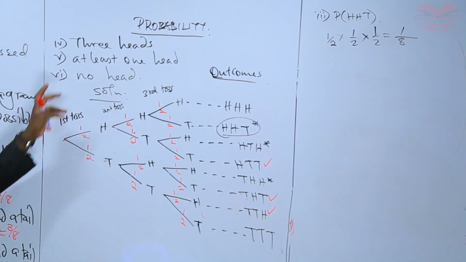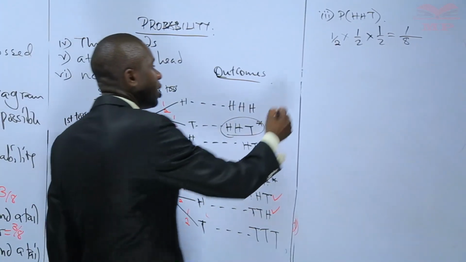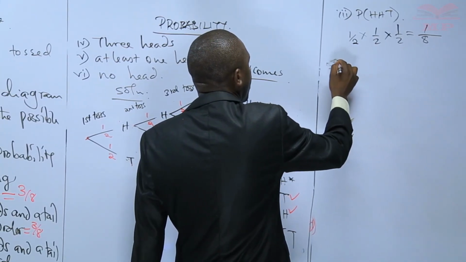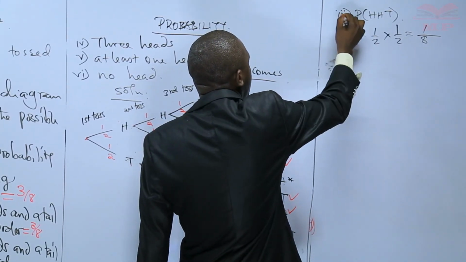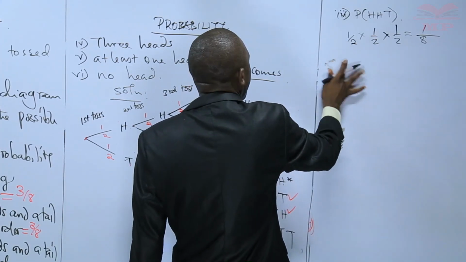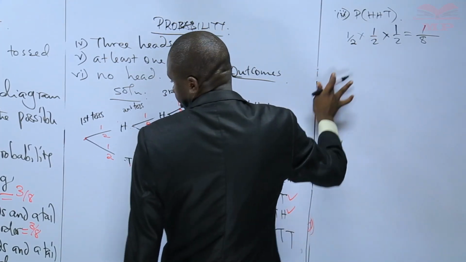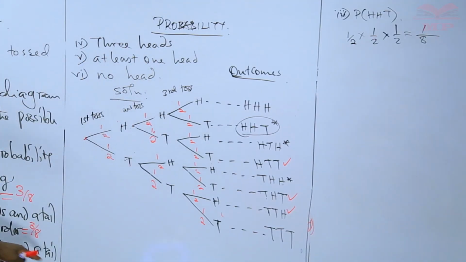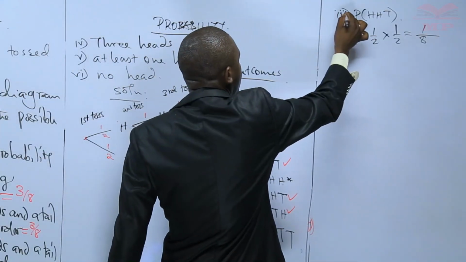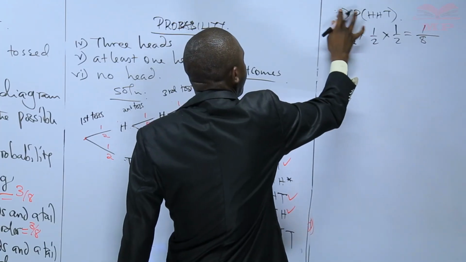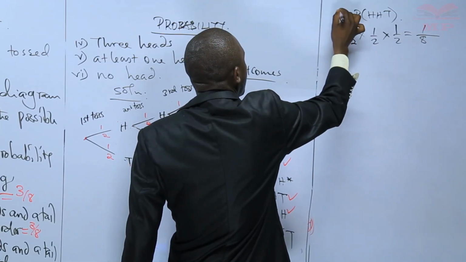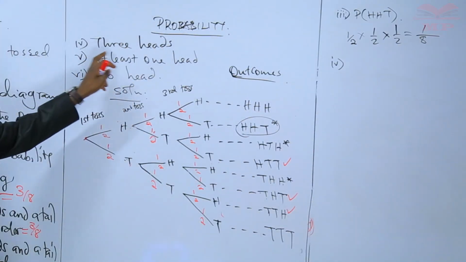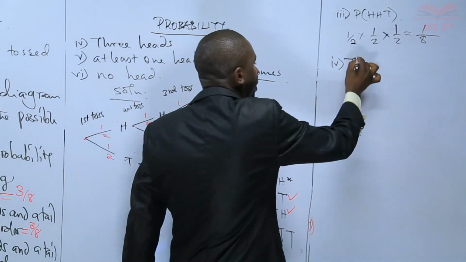So we can go ahead and look at 3 heads, the probability of 3 heads. This was number 4. That was number 3. So we have number 4. So number 4 is now 3 heads.